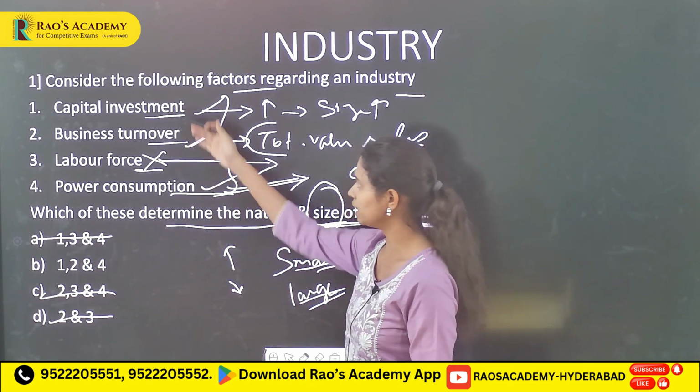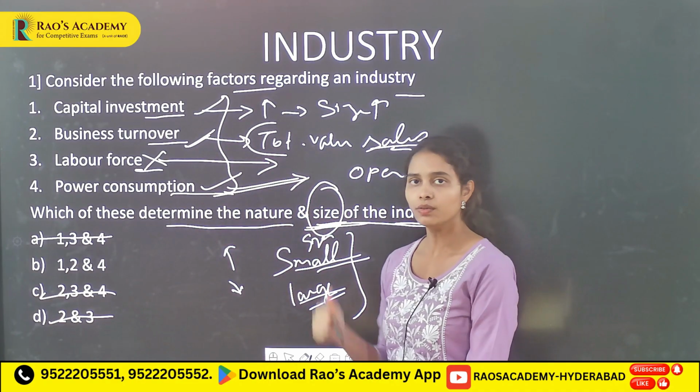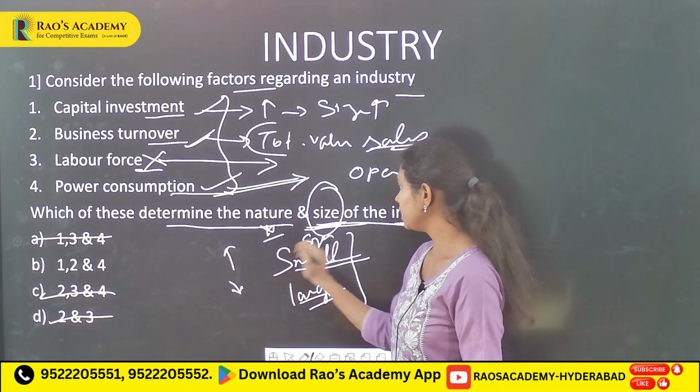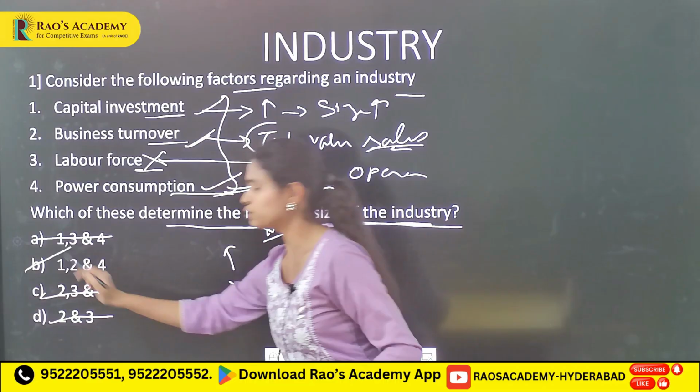So in that way we can solve it, and we also determine the different factors in order to determine the size of a particular industry. So 1, 2 and 4 are correct ones. Option B is the correct answer.